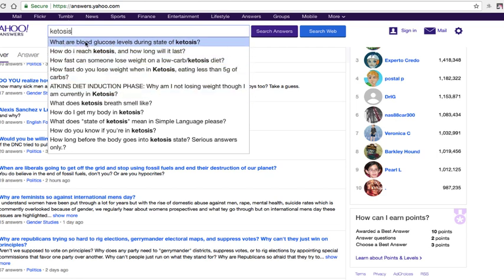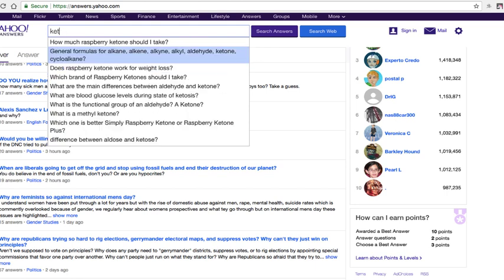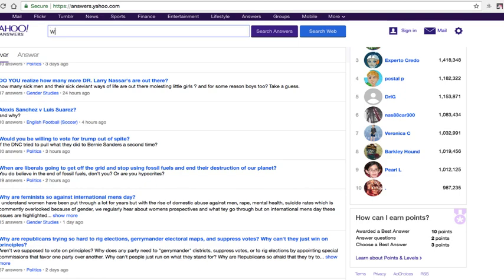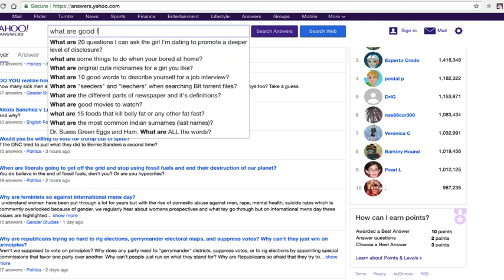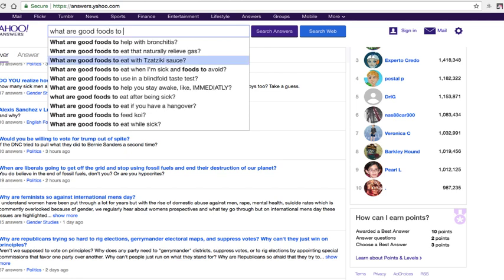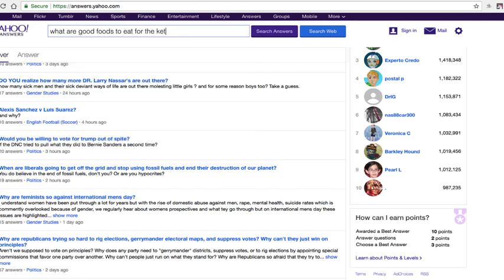And you can see here it says, what are blood glucose levels during the state of ketosis? How can I reach ketosis, and how long would it take? How long would it last? How fast can someone lose weight on a low carb ketosis diet? So that may be a question that you may want to respond to. I can also type a question in. I could say, what are good foods to eat for the ketosis diet, right?